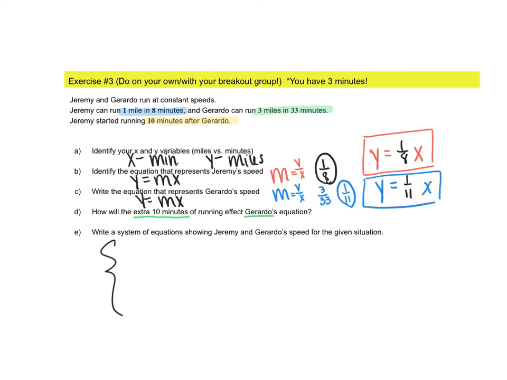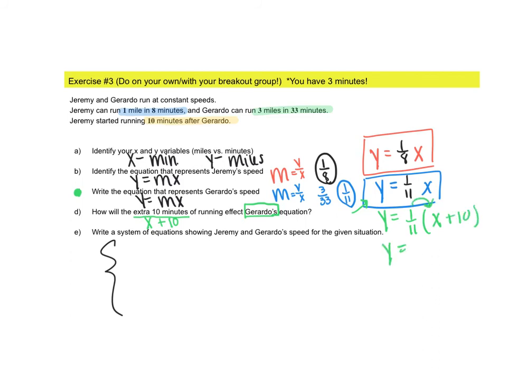Okay, our new learning today: how does this situation affect our equations? There's going to be an extra 10 minutes. So we're adding 10 to our x for Gerardo's equation, and the reason for that is that he gets 10 more minutes to run because Jeremy started running 10 minutes after him. Gerardo's equation was the one we wrote in C, so it's going to affect this equation right here. So it changes to show that we're adding 10 minutes to our x.